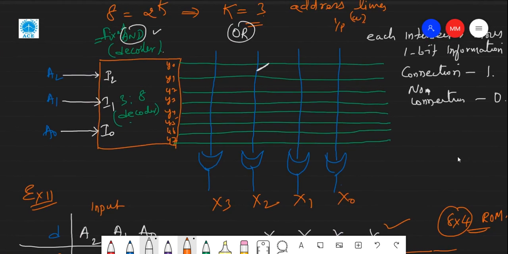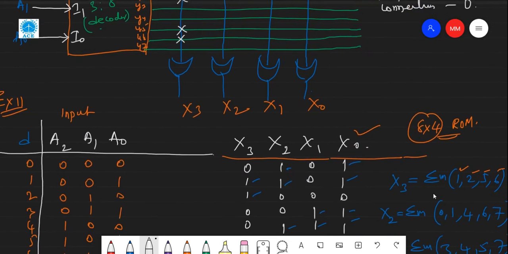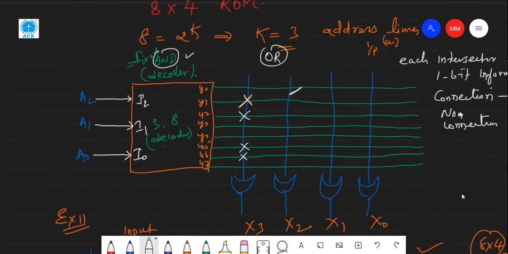So let us interconnect 1 2 5 6. Now this x3 is completed. Now x2. x2 is what? 0 1 4 6 7. This is 0 here, it is connected. A cross mark is nothing but a connection between two wires. 0 1 4 6 and 7. These are the interconnections.